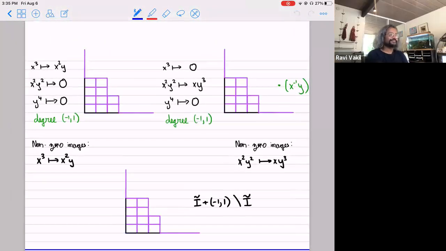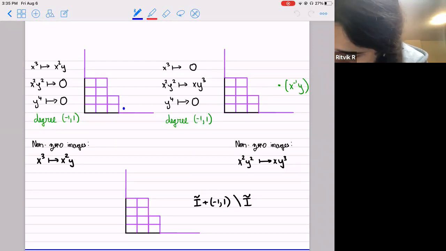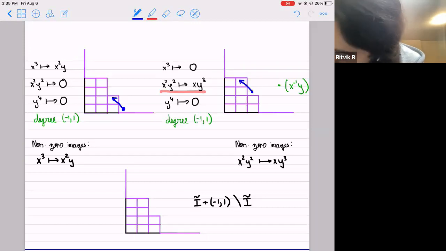So here's more examples. Let's look at this one here. X cubed goes to x squared y. So here's x cubed, and I'm sending it to x squared y, which is over here. It's degree -1, 1. And this answers the question of why I don't send x squared y squared also from here to here. That's because this is a grading, so I can write this as 2 separate tangent vectors and take the direct sum. Over here, I'm sending x squared y squared to x y cubed. So I have a tangent vector here.